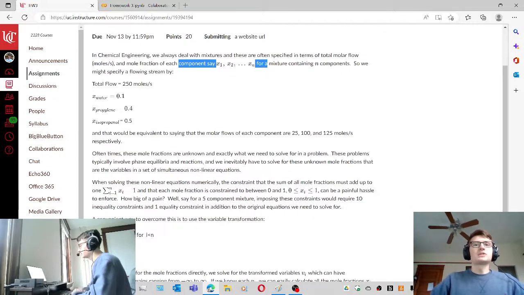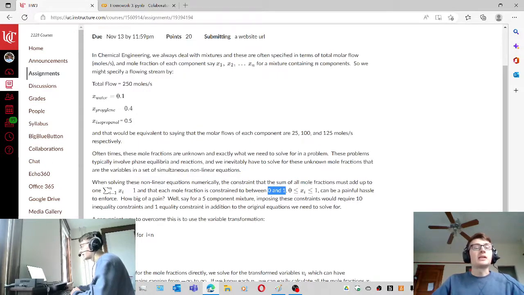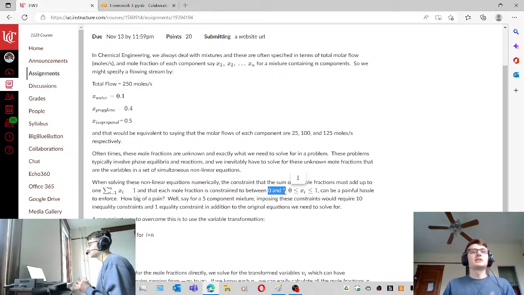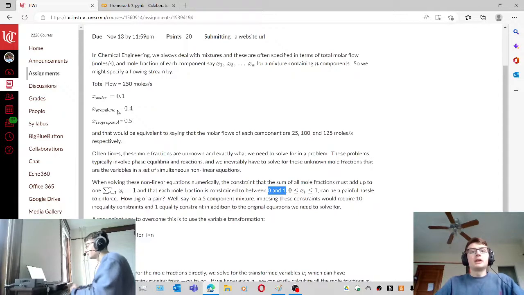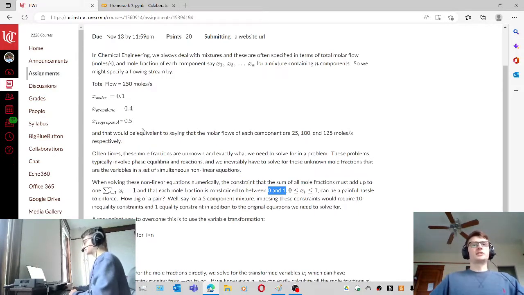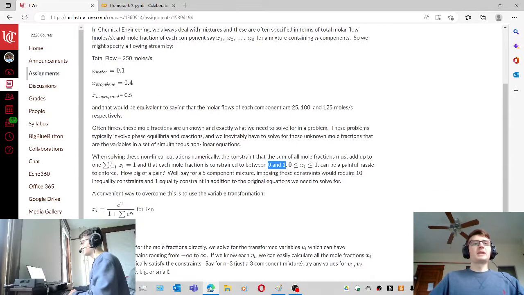When we want to solve for the concentrations, a problem we might encounter using Python is that each component has to be bounded between 0 and 1. You'll have a set of simultaneous linear equations, and every component has to have a mole fraction between 0 and 1. That makes intuitive sense, but it can be painful to enforce, because you'll have to write a lot of constraint equations.